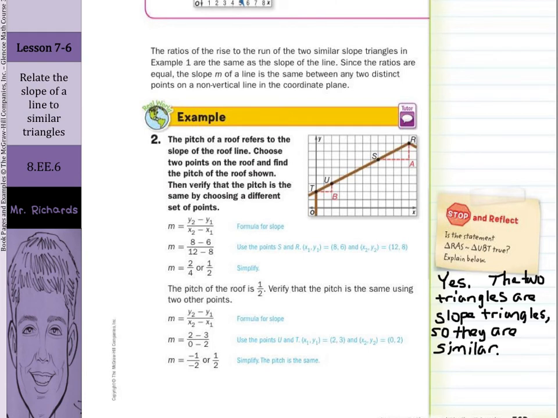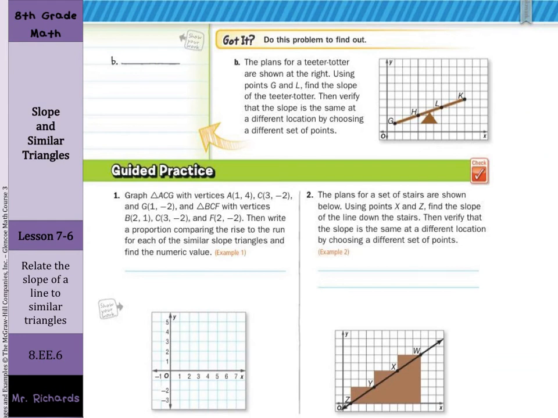Now let's see if we can do an example like example 2 on our own, but this time with a teeter-totter. The plans for a teeter-totter are shown at the right. Using points G and L, find the slope of the teeter-totter. Then, verify that the slope is the same at a different location by choosing a different set of points. Well, let's zoom in here a little bit to get a better idea of what we're looking at.